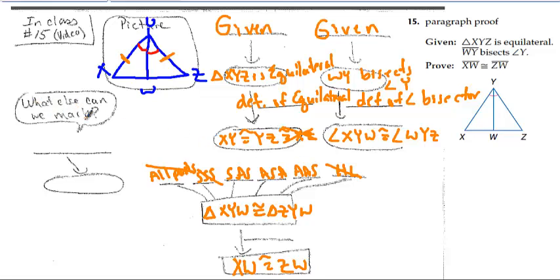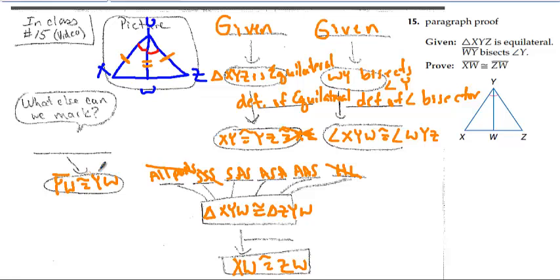Well, what else can we mark in the picture? We can mark the side down the middle. Now when you're looking for what else you can mark, you want to look for sides down the middle, you want to look for vertical angles. If you have parallel lines, a lot of times you want to look for alternate interior angles, but here the line down the middle can be marked. And that's line YW. So down here I have YW is congruent to YW.